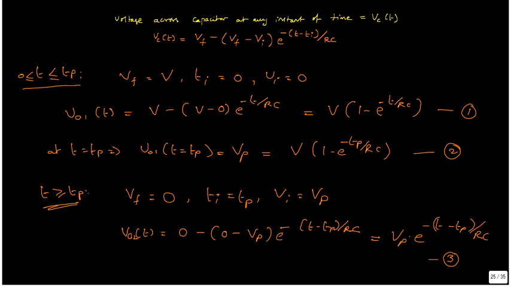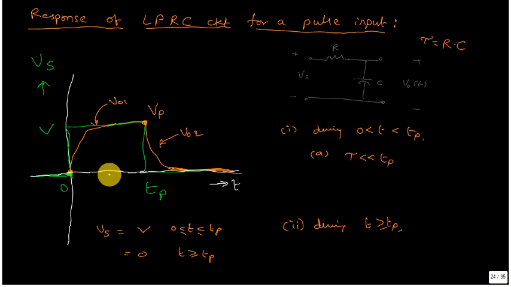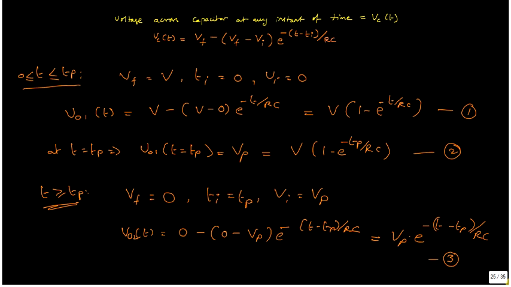You can calculate the capacitor voltage at any instant of time by using these three equations. If you want to know the capacitor voltage between 0 and Tp, V01 of t is the equation to be used. If you want the value at t equal to Tp, Vp is the equation used, that is the second equation. If you want to calculate the voltage across the capacitor at any instant above t equal to Tp, you can use the third equation, that is V02 of t. Using these three equations, you can calculate the response of an LPRC circuit for a given pulse input.